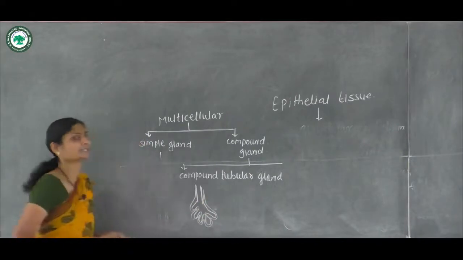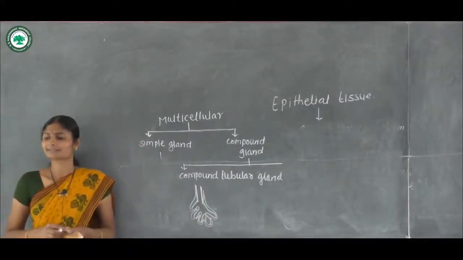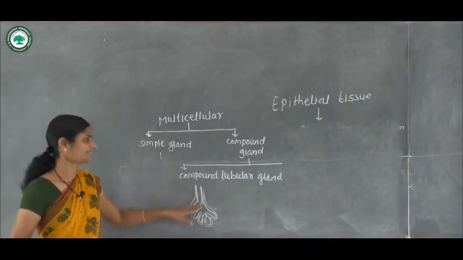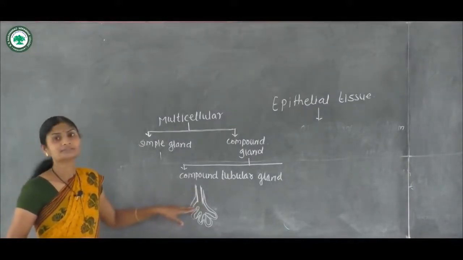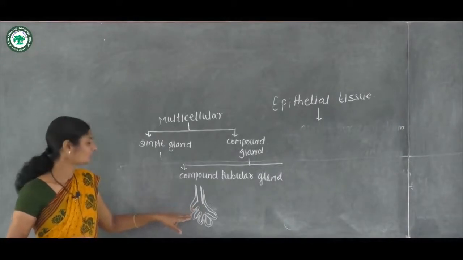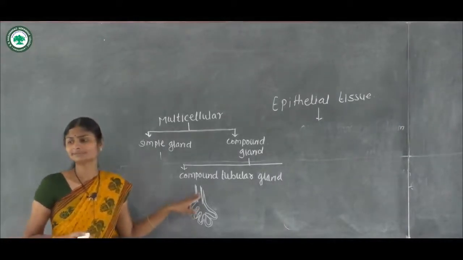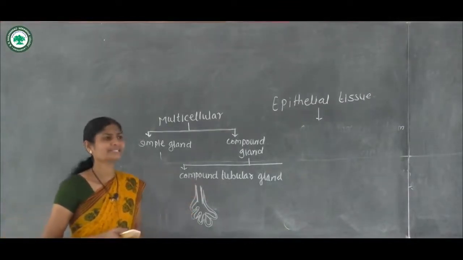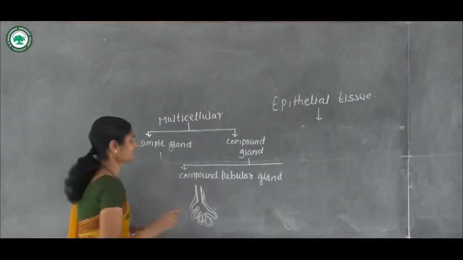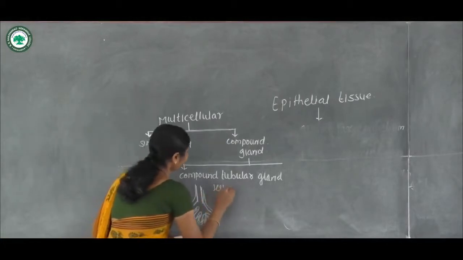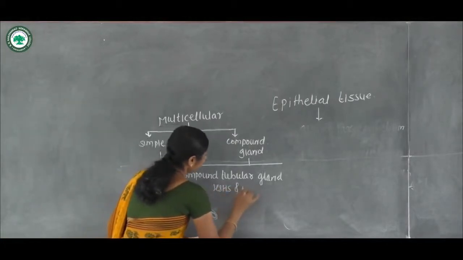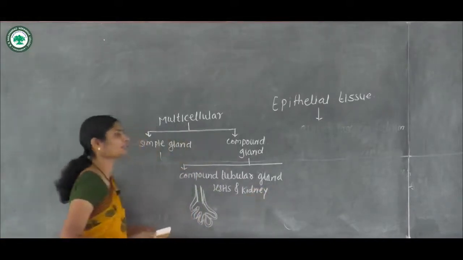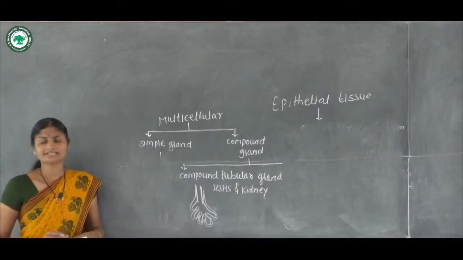It is called a compound tubular gland. The main duct is present, and small branches of duct open into the common duct. These compound tubular glands are present in the testes and kidney.